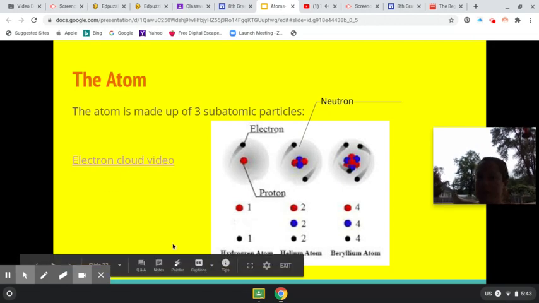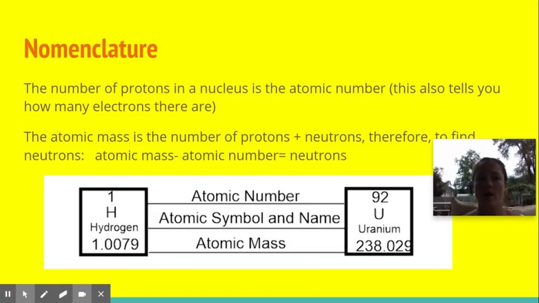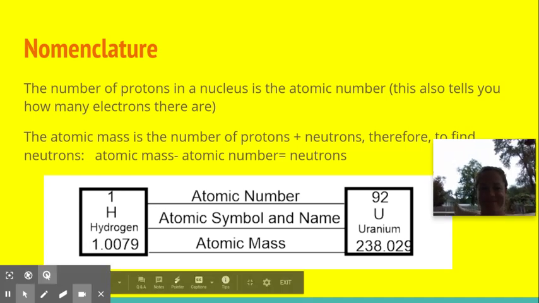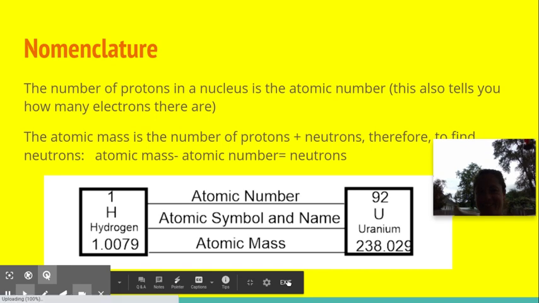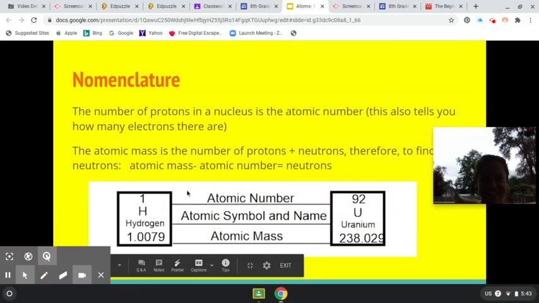Okay, so that was a video of what the electron cloud looks like. All right, nomenclature. So the number of protons in a nucleus. Oops. Sorry about that. I need to close that. All right, let's try that again.